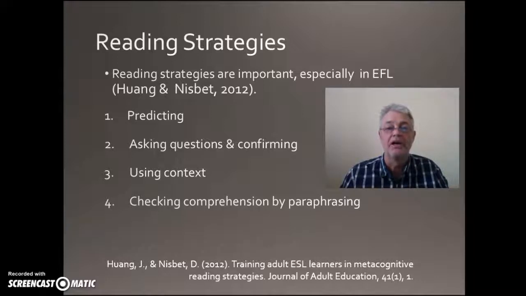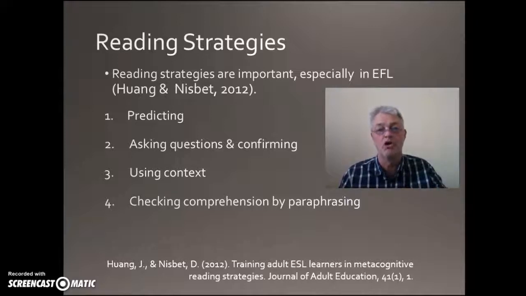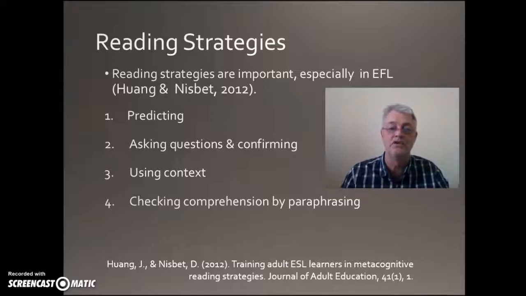Checking comprehension by paraphrasing is a good skill for a second language learner. So they start to put things in their own words. They read something and they say, oh, so this means that, blah, blah, blah, and they put it into simpler English for themselves. Really useful skill.